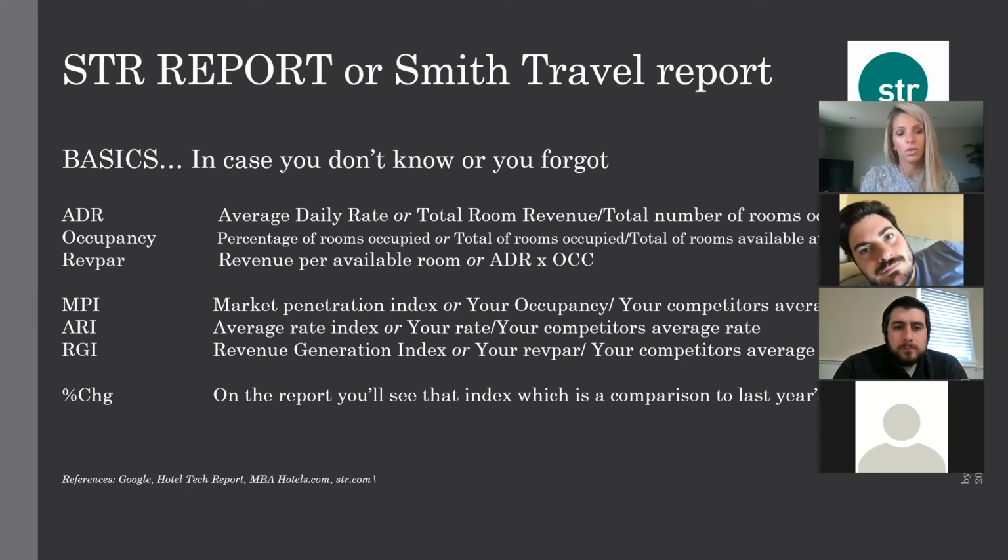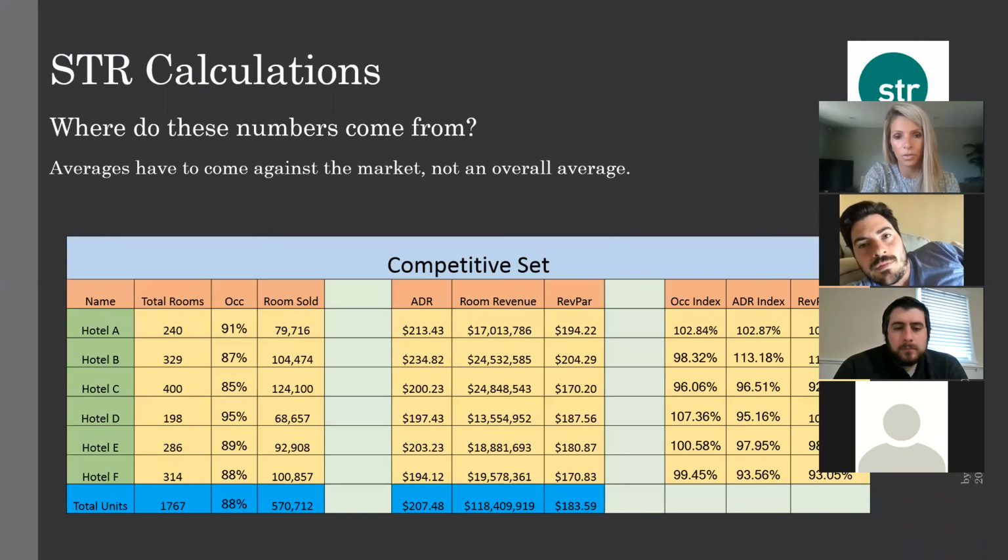One thing that the STAR report also shows you is the percentage change, meaning that you're going to be able to tell how you're doing year over year in comparison to yourself, how your competitors are doing in comparison to themselves year over year, and then yourself compared to the other hotels. And this is going to be more clear on the next slides when you see a little bit of the report.